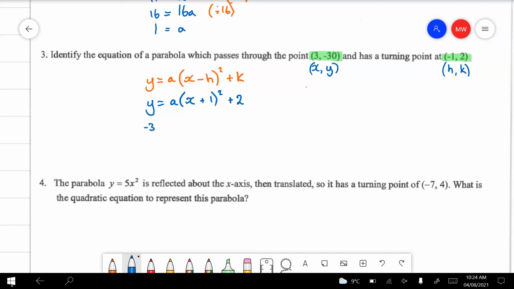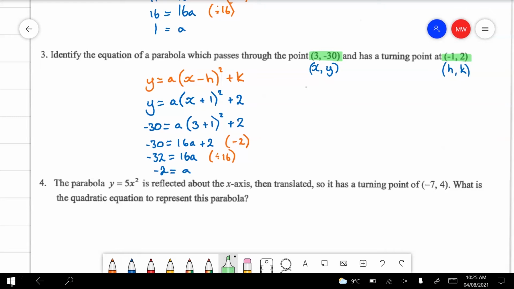So y will become -30, a is unknown, x becomes 3, and now we'll solve. I'm left with -30 equals, 3 plus 1 is 4, 4 squared is 16, so I've got 16 groups of a, plus 2. Balance method, I'll subtract 2 from both sides. On this side I'm left with -32, and on this side I'm left with 16 groups of a. Now I'm going to divide both sides by 16 to get a by itself, and a will be -2.